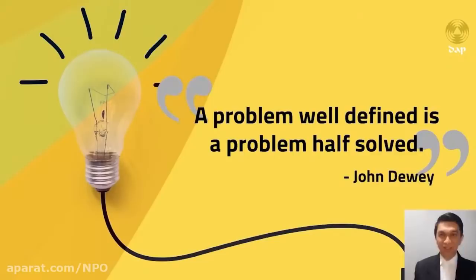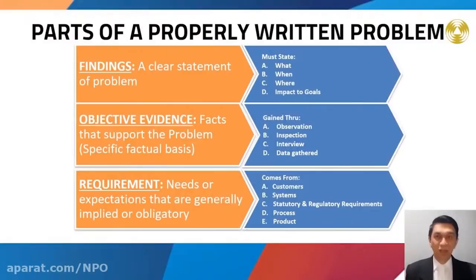In order to have a good definition of the problem, let me tell you the parts of a properly written problem. First, you have to state the findings. It is a clear statement of the problem: what the problem is, when it occurred, where it occurred, and what the impact of the problem is to your goals. Next, state the objective evidences. These are the supporting facts of the problem, facts gathered through your observations, through your interviews, through the records that you have gathered, as well as through the inspections that the people have made. And finally, the requirement. What are the needs and expectations of the customer? Be it stated or implied, or it could be an internal requirement, maybe a specification sheet, or it could be a regulatory or statutory requirement.